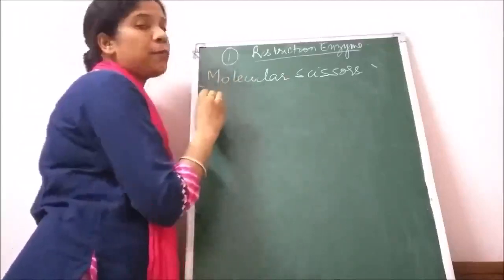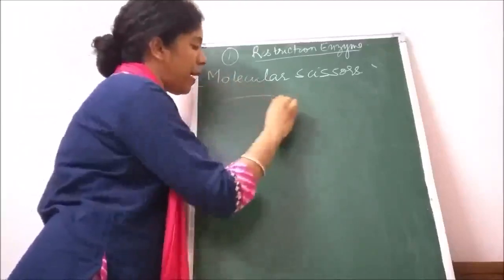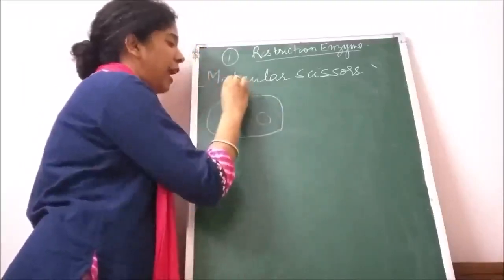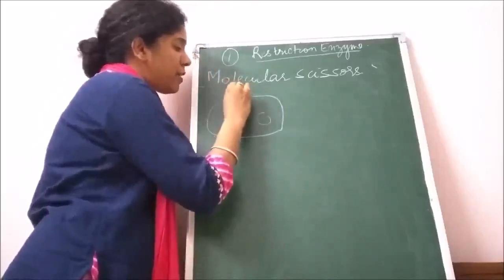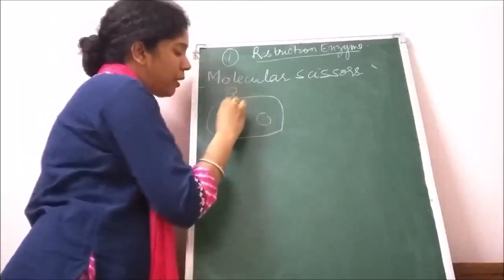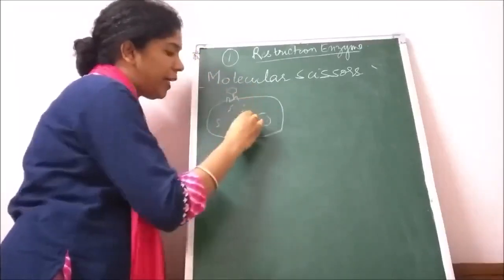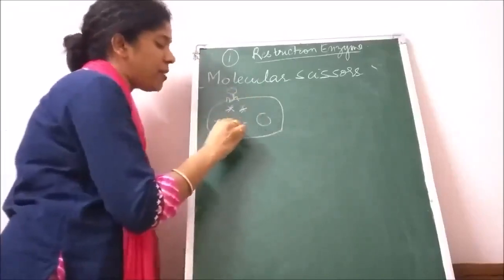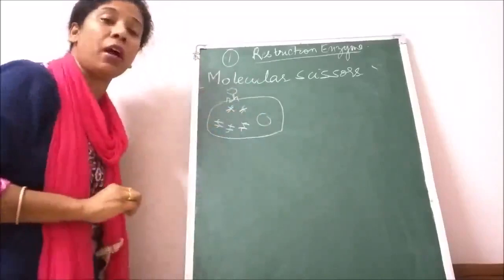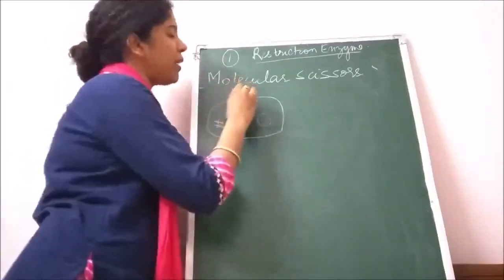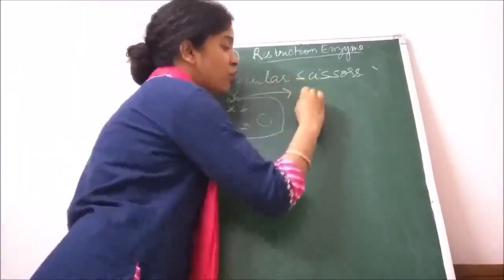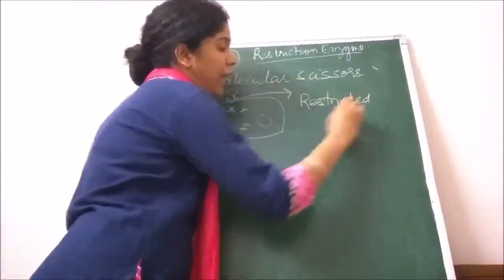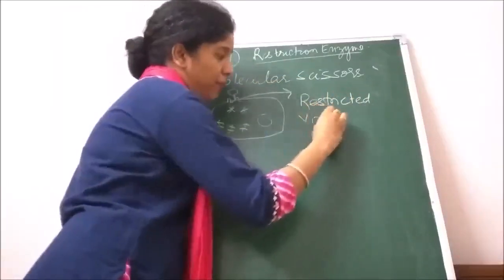Now, a few years back it was found that there was a bacterial cell, and this bacterial cell was preventing the entry of any virus DNA into itself. The moment that viral DNA was getting injected into the cell, it was chewed off, it was digested by certain enzymes which were present in the host cell. That is why this enzyme was called restriction enzyme, because it restricted the entry of the viral DNA.